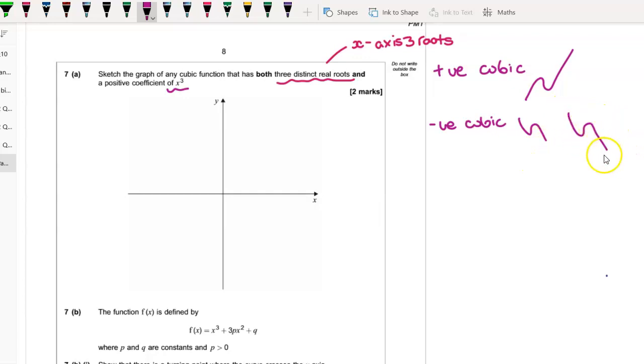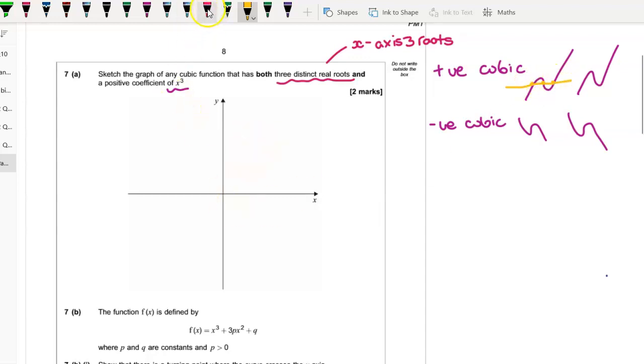So it starts at the top and goes down. It's negative. Wee if it's positive. Okay, so we want a positive one, and we want it to have 3 distinct roots. So it's going to have to go wee through the x-axis here, here, here.